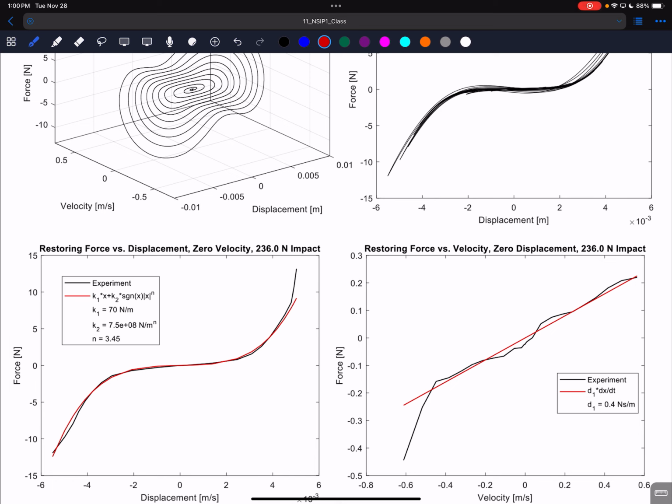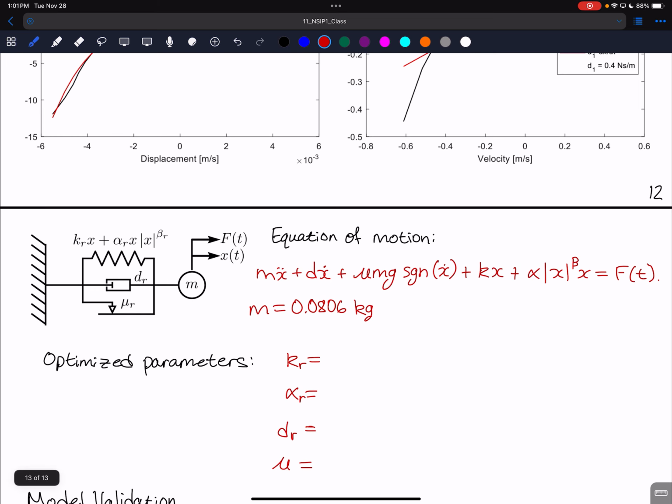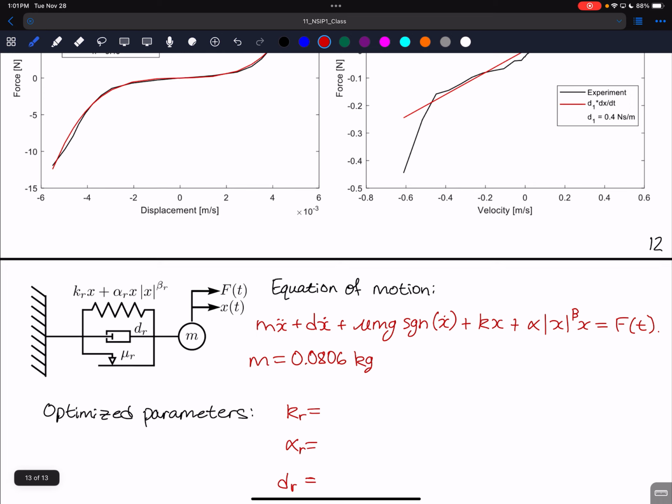On the right is the restoring force versus velocity for 0 displacement. And we just fit a linear viscous damping here. I mentioned there was friction. In terms of the friction, we used a coefficient of friction that is typical for the two materials in contact, which is steel on this ultra high molecular weight plastic, which has a very low coefficient of friction. So that being said, this is a case where we actually have some understanding of the physics.